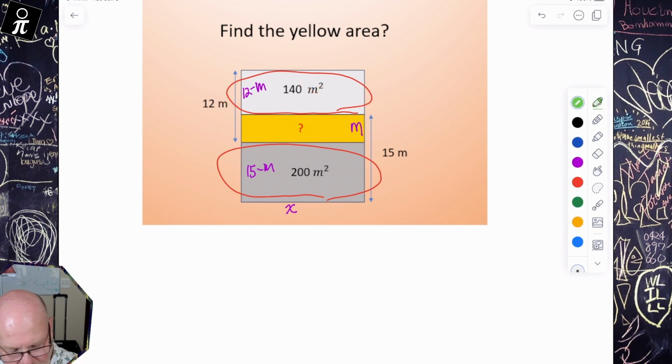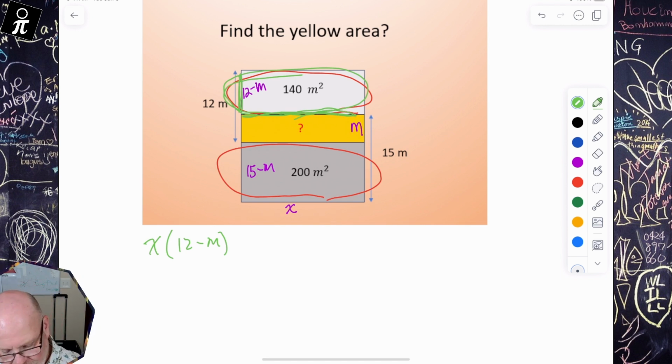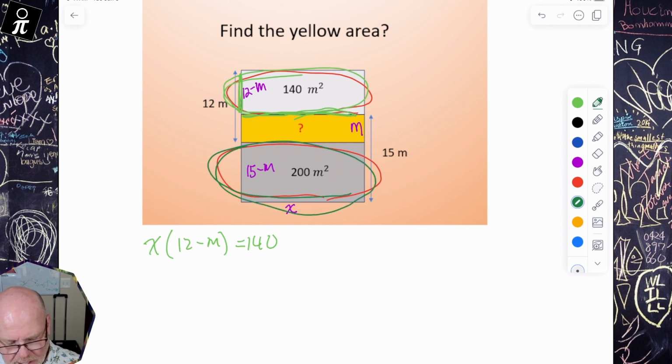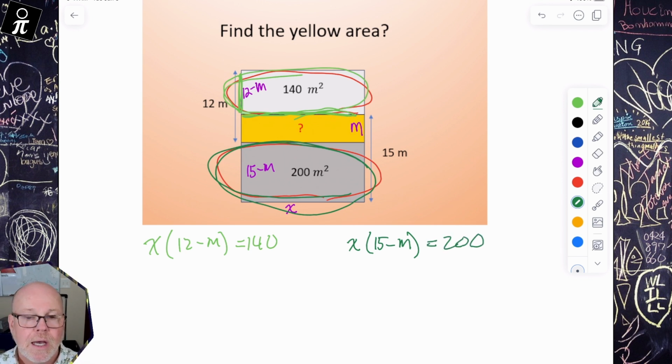All right, so let's do that. I'm going to do in green this area up here. The area of that rectangle is length times width, so that's going to be X times 12 minus M. The length is X, the width is 12 minus M, and we know that answer is equal to 140. And then we could do the same thing in dark green down here. Length times width, so that becomes X times 15 minus M, and that is equal to 200.